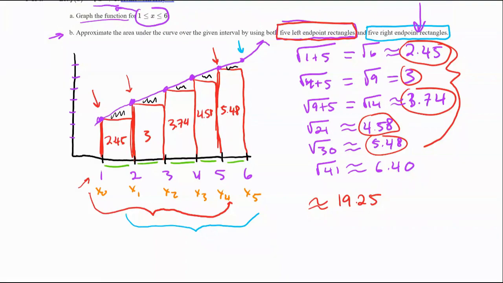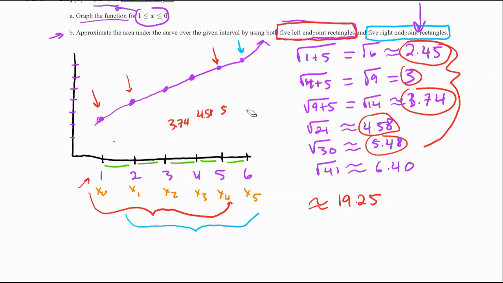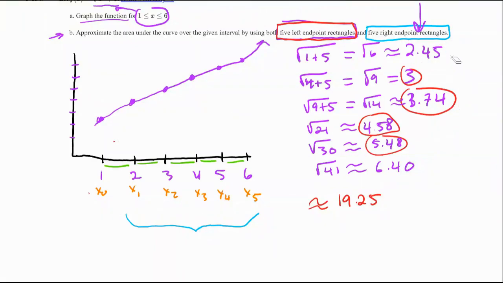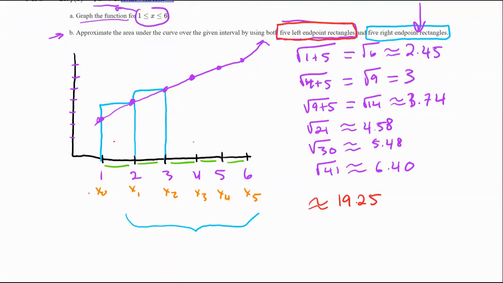For the right endpoint rectangles, let's see if I can erase this well enough so that I can still use the same graph here. Erasing my arrows. Beautiful, beautiful, beautiful. All good. Okay. So for my right endpoint rectangle, I'm going to redraw them because basically I'm going to use the right side of my rectangle for the height. So what that means is that I got this here for my rectangles.